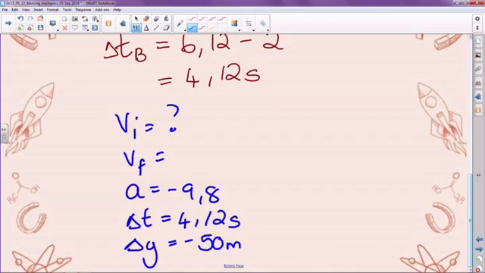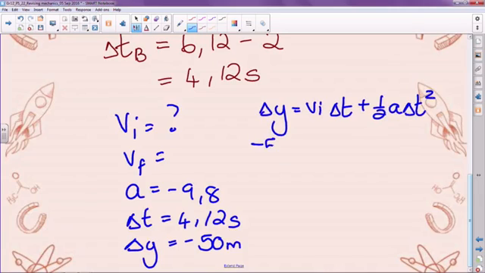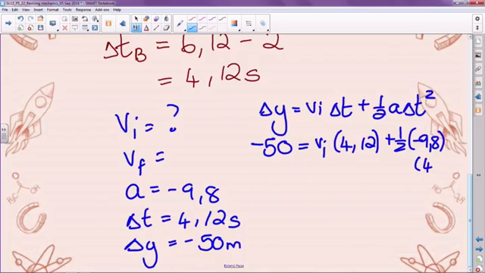So now we look at this and we go, well, we want VI. So let's use this equation. Delta Y equals VI delta T plus a half A delta T squared. That's minus 50. We want VI. And this is minus 9,8, and this is 4,12. Now, just to save some time, grade 12s, because I know you need a break and your brains are a little fried right now, I'm not going to show you all the maths, but what you get is 8,05 meters per second.